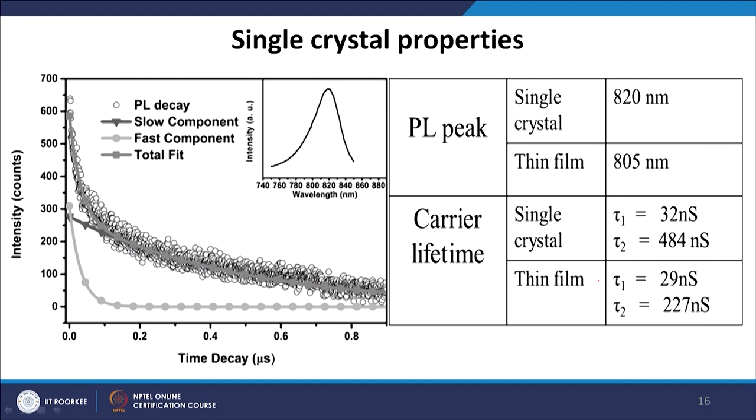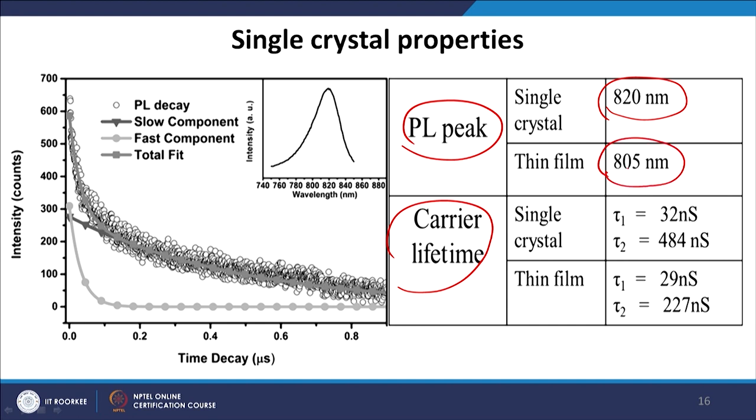Now, when I say that the single crystal shows some abnormal properties or some distinctive features in comparison to their bulk counterpart, what do we mean by those properties? You look at the thin film and the single crystal in terms of their photoluminescence properties, PL stands for photoluminescence, and in terms of the carrier lifetime. Now, if I look at the photoluminescence peak, the single crystal shows a photoluminescence peak at 820 nanometer, whereas a thin film shows it at 805 nanometer. So, there is a red shift. This red shift can be attributed to the lower number of defects or trap states in the system. What about the lifetime?